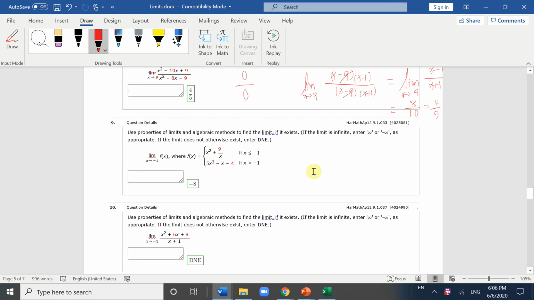Number 9, piecewise function. So let's see, on the left side of negative 1, we use the top function. So replace x by negative 1, so 1 minus 9 is negative 8. Then the right side, use the bottom function, so plug in negative 1. Negative 5 plus 1 minus 4 is negative 8. Since the left limit is equal to the right one, the limit does exist, equals negative 8.